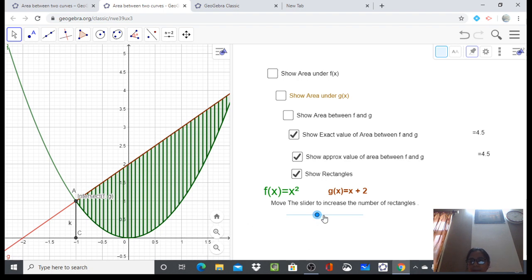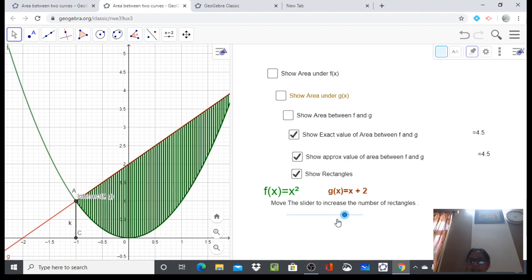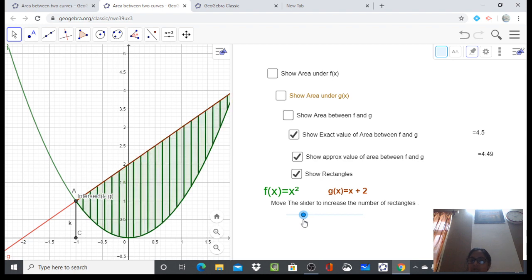So this is the method to calculate the area between two curves. There is one direct command, and another we have used with the rectangles, and we see that when we increase the number of rectangles, we approach the direct value of the integral, the exact value of the integral.